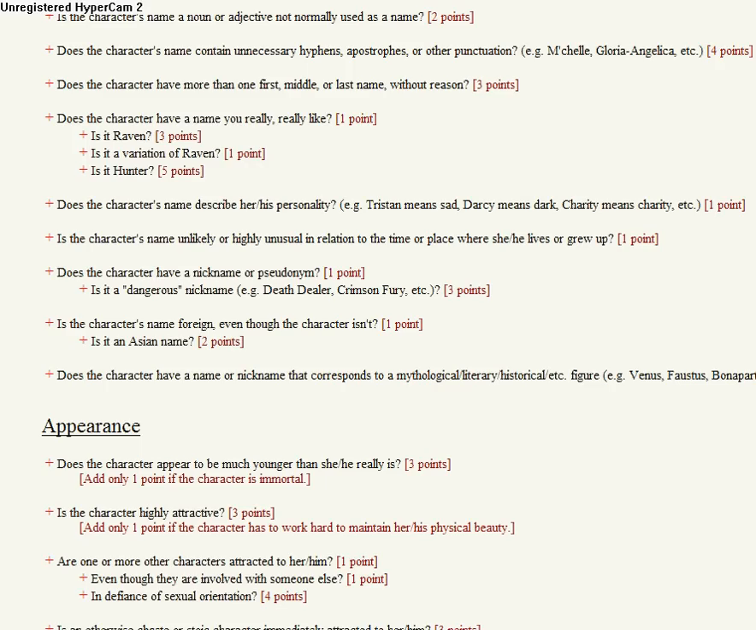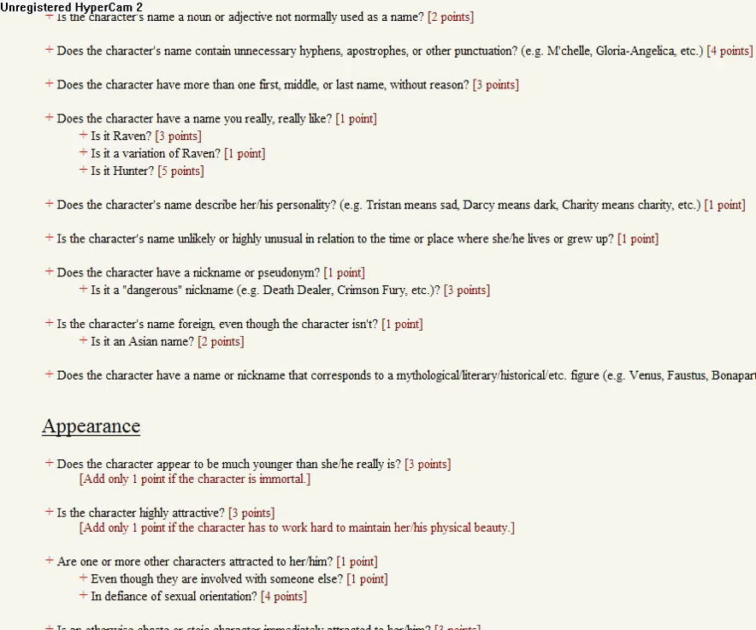God damn. Does the character's name describe their personality? I.e., Tristan means sad, Darcy means dark, Charity means charity, plus 1. Try plus 10. That's probably one of the worst ideas you can ever do to name your character. Is the character's name unlikely or highly unusual in relation to the time or place where they lived or grew up?